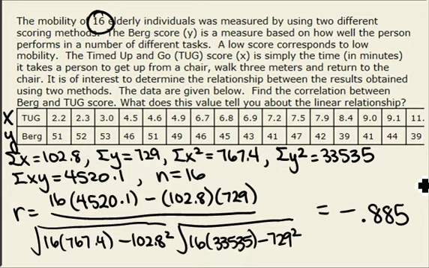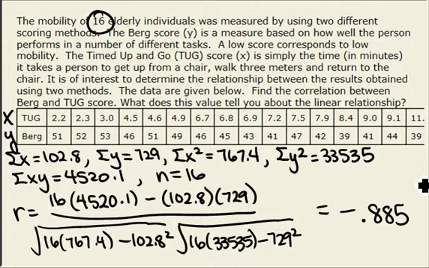Now we want to comment on what this would tell us about the linear relationship between TUG and Berg score. Two things we want to look at. First, we want to look at if our value is positive or negative, and that'll tell us the direction of our relationship. We have a negative value, so a negative correlation means that you have a negative relationship between your variables. That will mean for us that if we increase our x, our TUG score, we're going to expect a decrease in our Berg score.